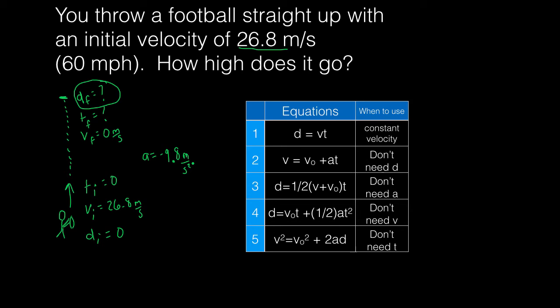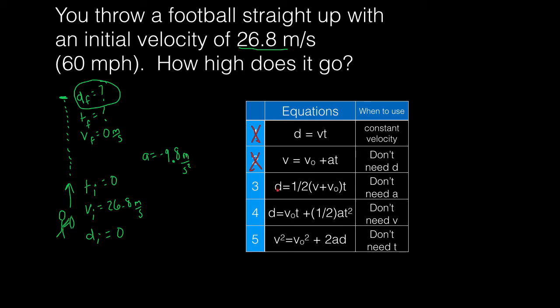Now let's pick an equation that will work and help us solve for what we're looking for. In this case, displacement final. How high does it go? So remember, equation number 1 we can't use because that's only when there's constant velocity or horizontal projectile. So we can't use that. Equation number 2, let's see if we can use it for displacement. But it doesn't have a displacement anywhere in this equation, so we can quickly rule that one out.